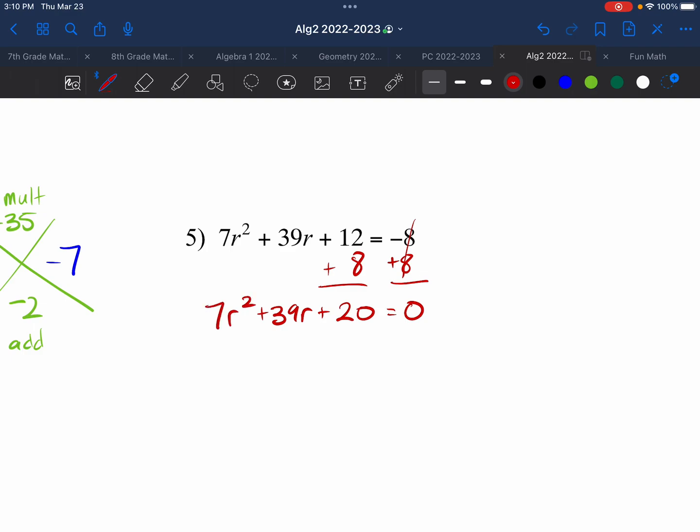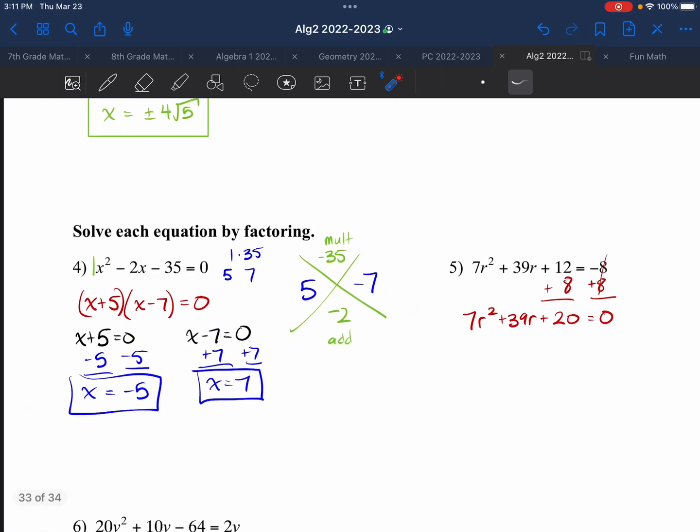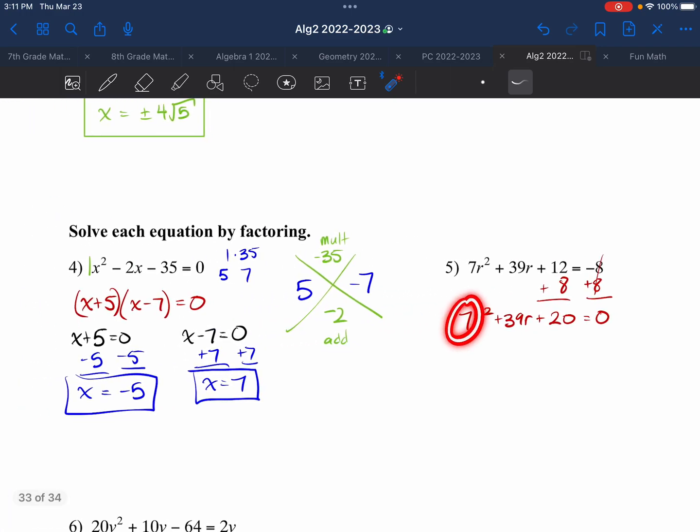All right, second step. Can I divide each of these by a number? Can I divide them all by like 7? No, 7 doesn't go into 39. In fact, I'm pretty sure 39 is a prime number, which means I can't divide any of these by anything evenly. They would come out to gross fractions or decimals, which means it's time for some sort of a ninja star. And notice that the difference between number 5 and number 4, this one had a coefficient out front of our r squared term, and this one didn't. It was just a 1, which means in this problem, I need an advanced ninja star.